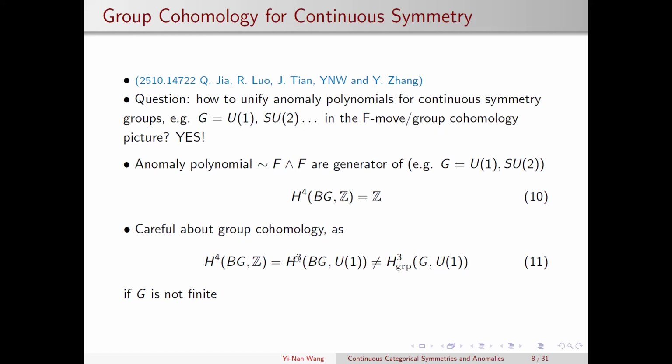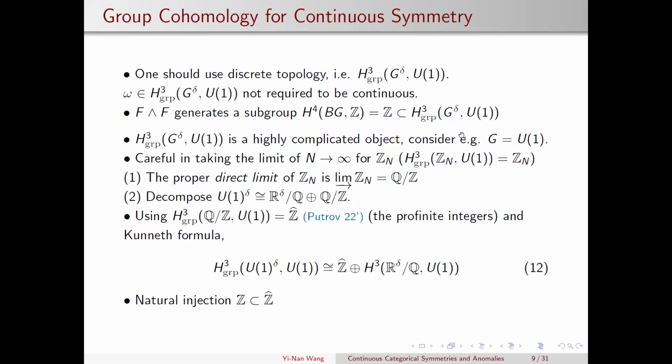So then, what can we do? We have the H3(BG, U1), and this is totally fine. But what about the H3 group cohomology, U1? How can we introduce a well-defined notion of group cohomology that incorporates the FHF generators? Then in the next slide.